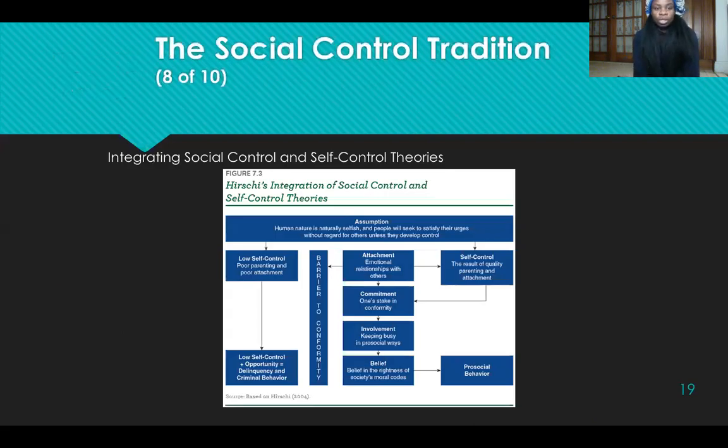Okay. So here is a figure of Hershey's integration of social control and self-control theories. Okay, pause here. Again, make sure you know the difference between social control theory on its own, self-control theory on its own, and then here where Hershey and Gottfredson merge these two. Again, this is a figure of Hershey's integration of social control and self-control theories. So pause here, take a view at this, and continue.